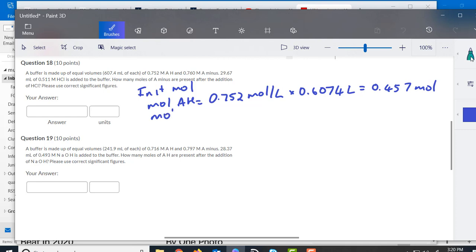Moles of A-, do something similar. It's going to be 0.760 moles per litre times 0.6704 litres, and that comes out to be 0.462 moles.